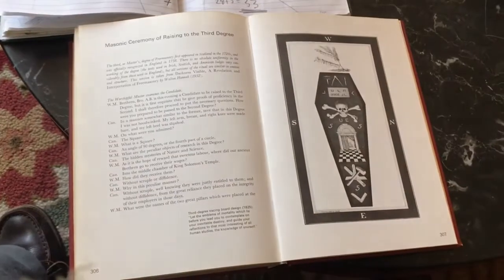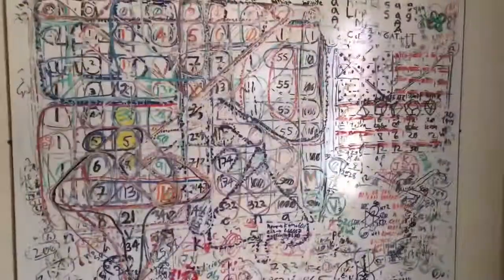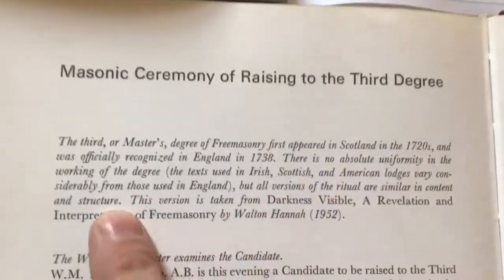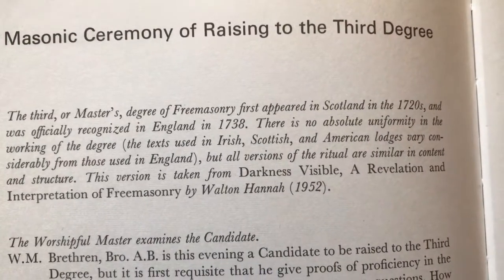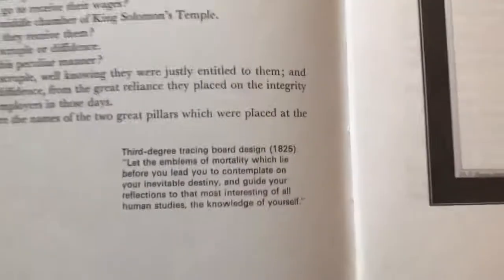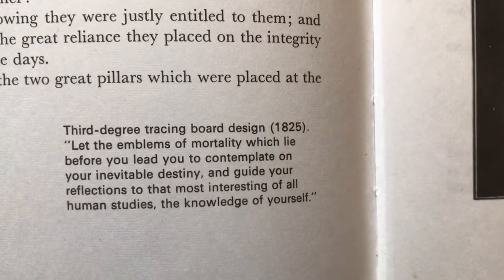All right, so I did it. I have verified this image with the Masonic ceremony of raising to the third degree. The third, or master's degree of Freemasonry, first appeared in Scotland in the 1720s and was officially recognized in England in 1738. This image right here: third degree tracing board design, 1825.